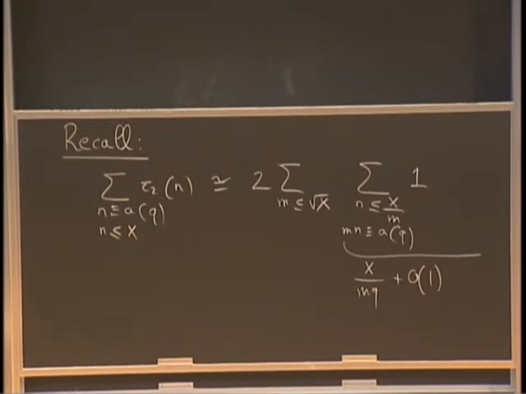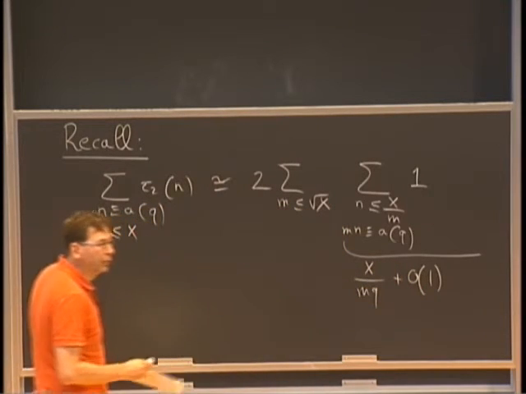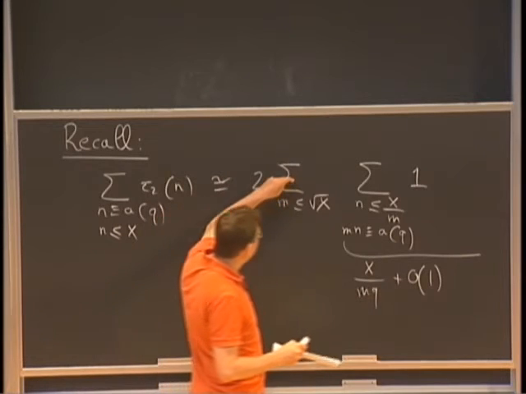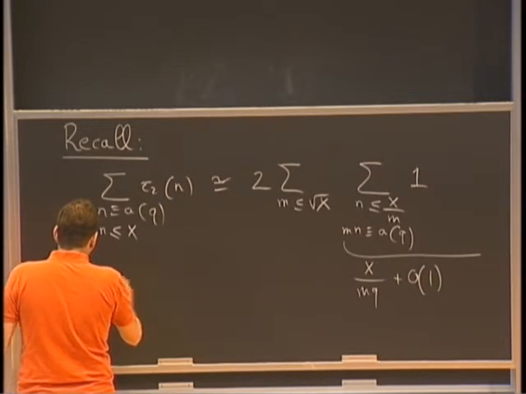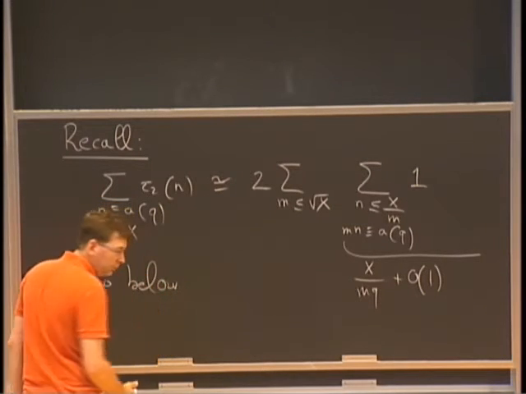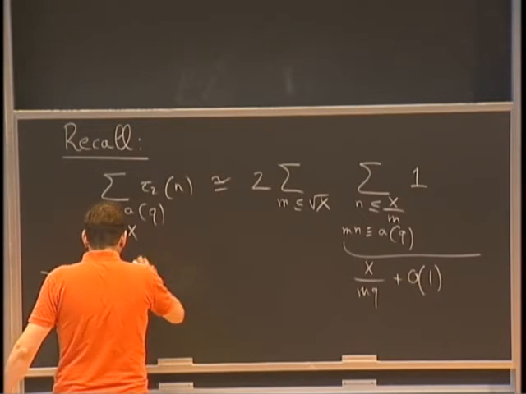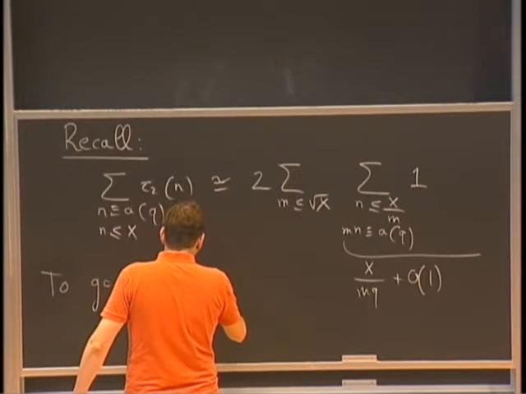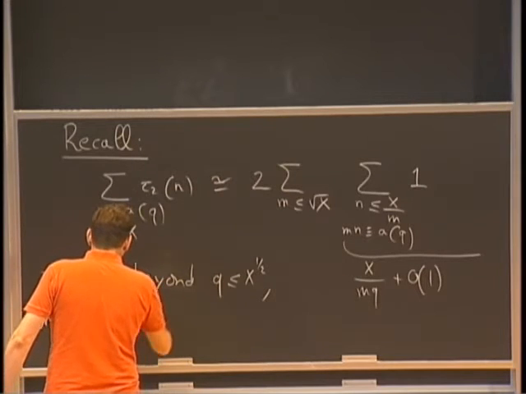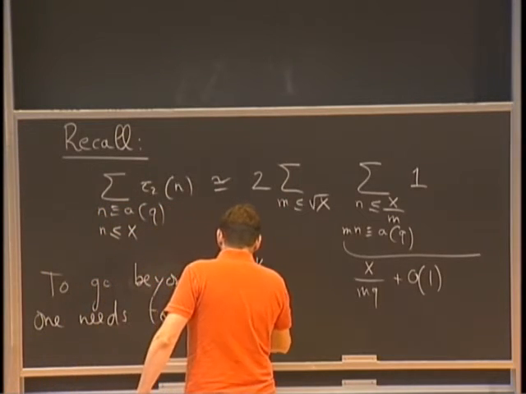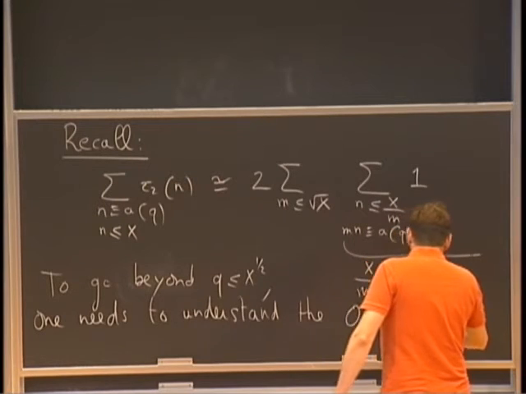So there's a main term that looks reasonable enough, but the error term, just the straight sum of the error term, is too big. So you need to detect some cancellation in the sum over m of these big O of 1s. So to go below or beyond q less than x to the 1/2, one needs somehow to understand, to some extent, the big O of 1.